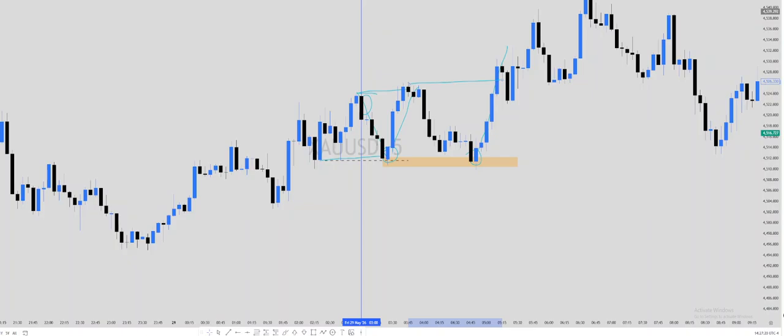So this is how we will trade the silver bullet. In next video we will be talking about the New York AM silver bullet.